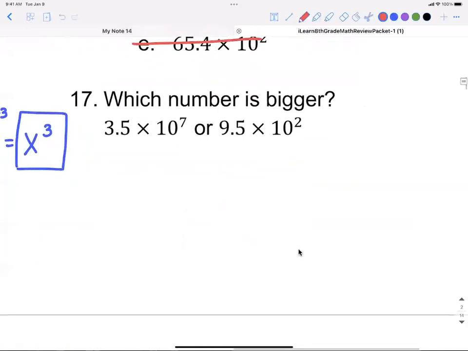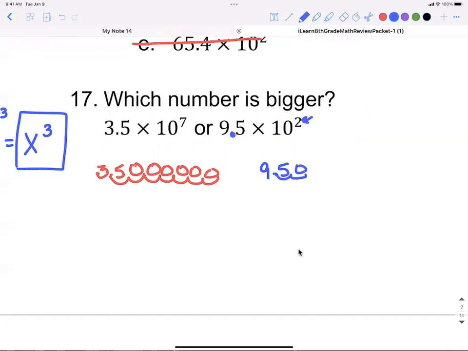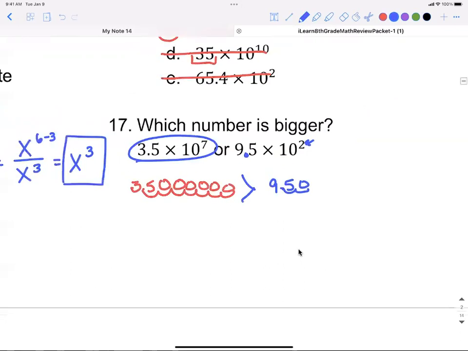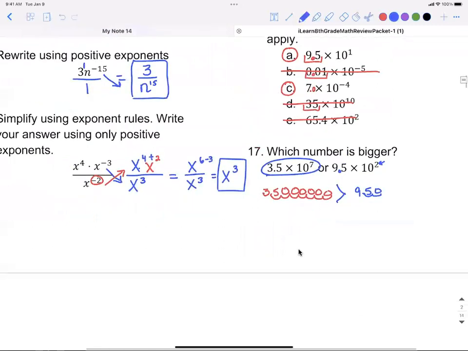Which number is bigger? If it doesn't jump right out at you, just put them both in standard form and then compare. It's kind of easier that way anyway. So 3.5, if I bounce 7 to make it giant, 1, 2, 3, 4, 5, 6, 7, add all your zeros. On this side, I'm going to take 9.5, and I'm going to bounce it twice to make it bigger. Obviously, this number is way bigger than 9.5 times 10 to the second. Like I said, if it doesn't jump right out at you, just put them both in standard form, and it's really easy to compare in standard form.